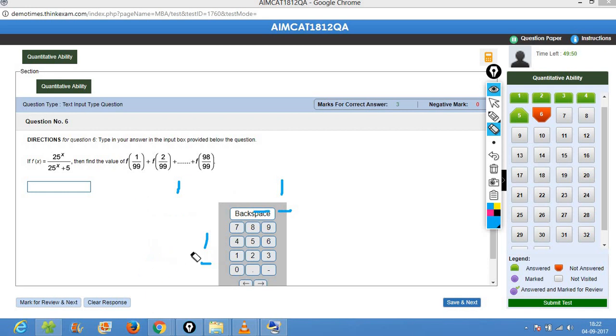Okay, let's see the next one. 25 to the power x, 25 to the power x plus 5. I have discussed this question with you guys, if you remember, in functions. It's a CAT replica. If you remember the relation, that is f(1 minus x) plus f(x) is equal to 1.